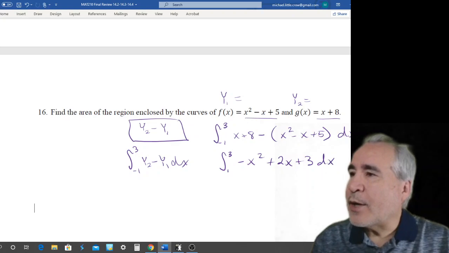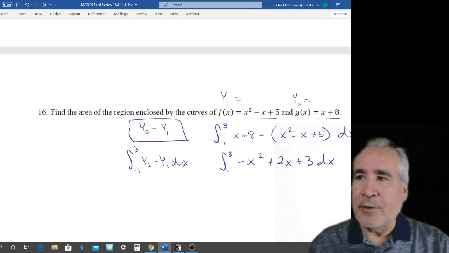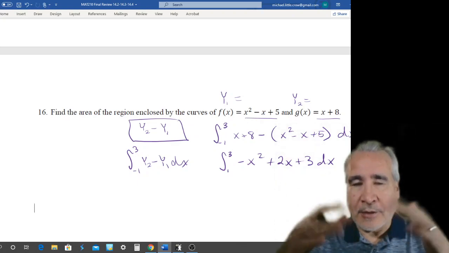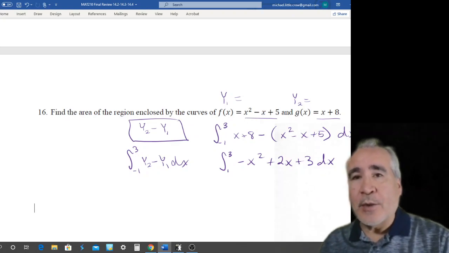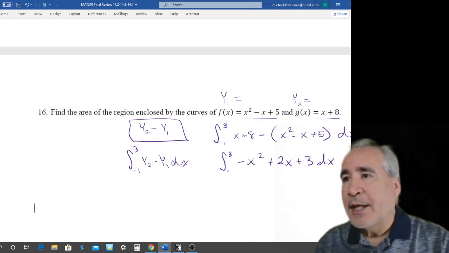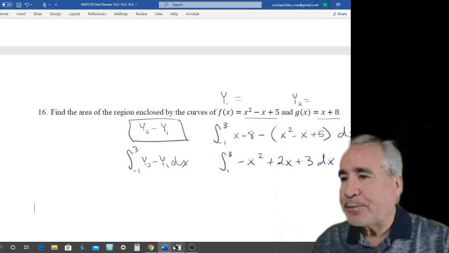So this is the graph we're going to see when we do y2 minus y1. We'll see this graph, it's upside down, opening downward. It's just going to be a quadratic. Again, -1 and 3 are going to be the x-intercepts. We'll find the area under the curve, and we'll have our answer.